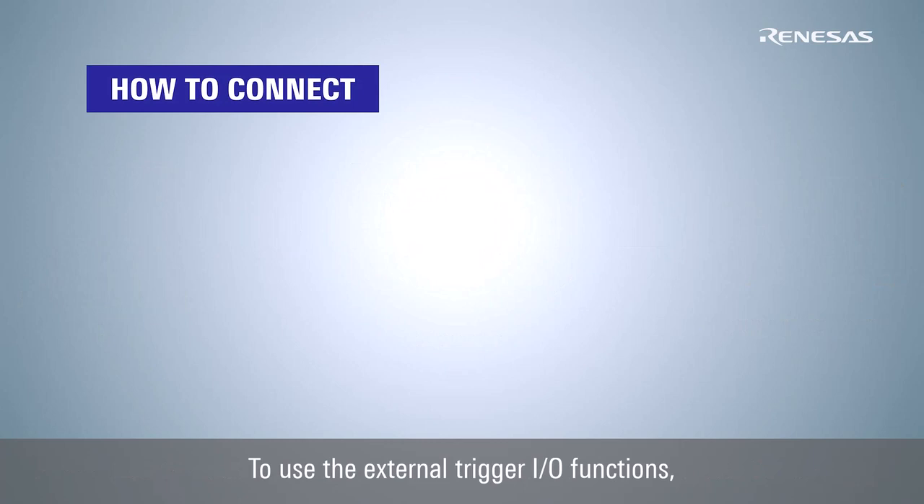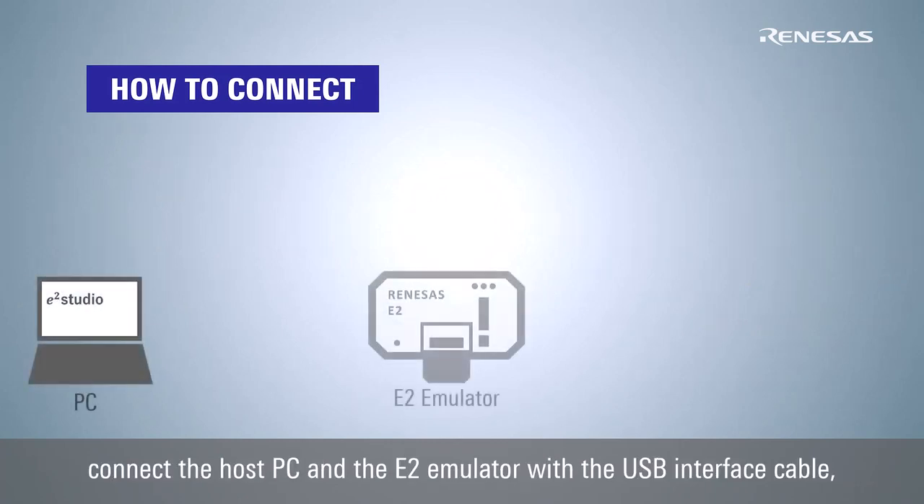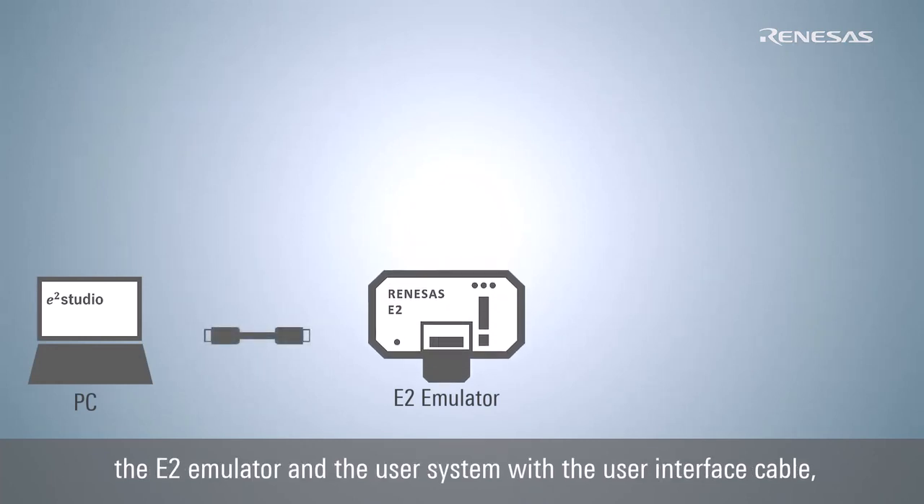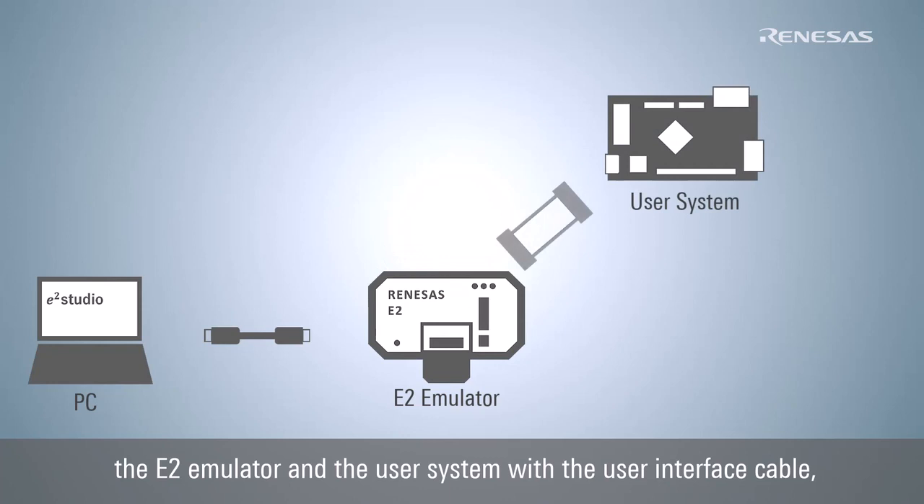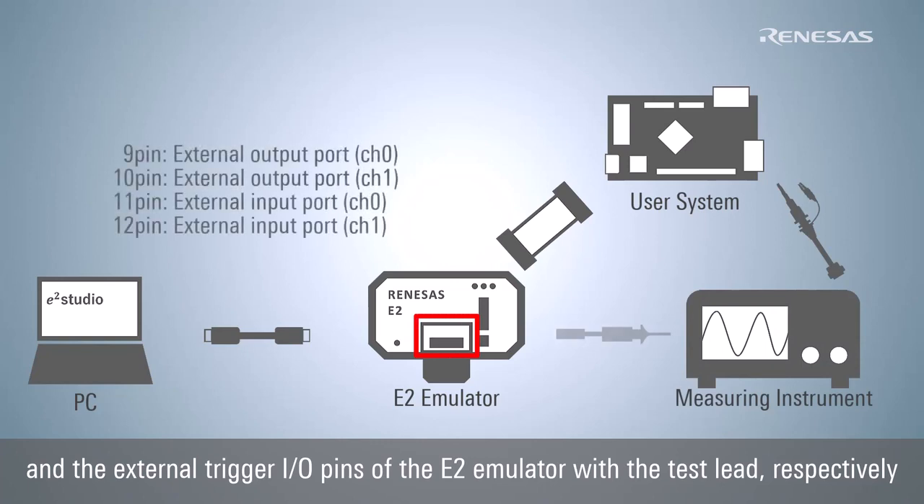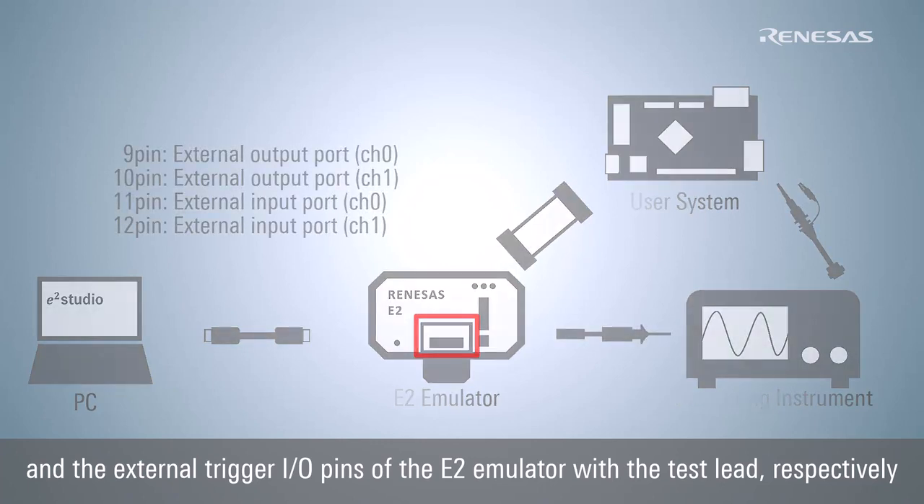To use the external trigger input and output functions, connect the host PC and the E2 emulator with the USB interface cable, the E2 emulator and the user system with the user interface cable, and the external measuring instrument and the external trigger input and output pins of the E2 emulator with the test lead, respectively.